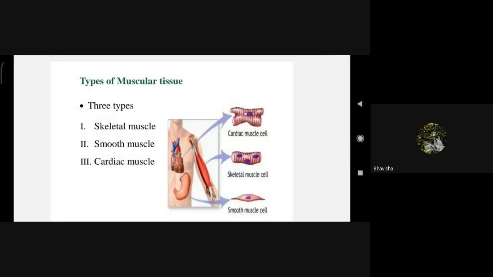Now, there are three types of muscular tissue. First one is skeletal muscle, second one is smooth muscle, third one is cardiac muscle. So why is cardiac muscle so special that it is branched in a different way, or typed in a different way? Why is it so important? Can anyone tell me?